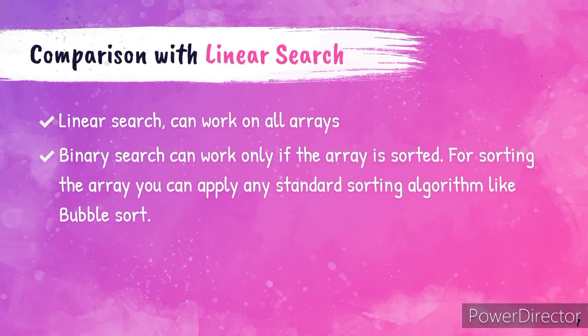Linear search can work on all arrays. It is the simplest process which can work on any array. But for binary search to work, the array needs to be sorted. It can work only on a sorted array. For sorting the array, you can apply any standard sorting algorithm like bubble sort, the process of which I have already put up on my channel. You can go through it. So binary search can only work on a sorted array. If it is an unsorted array, binary search will never work.